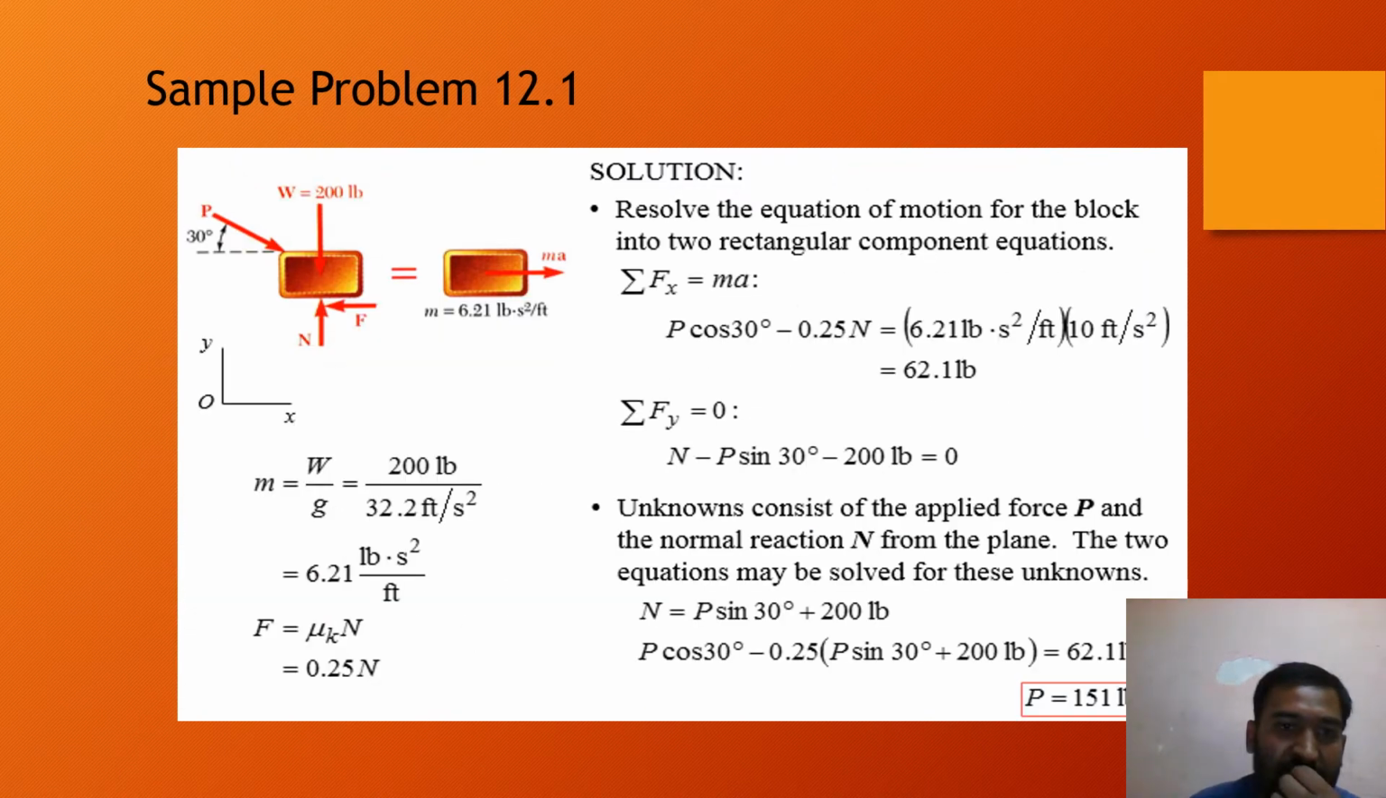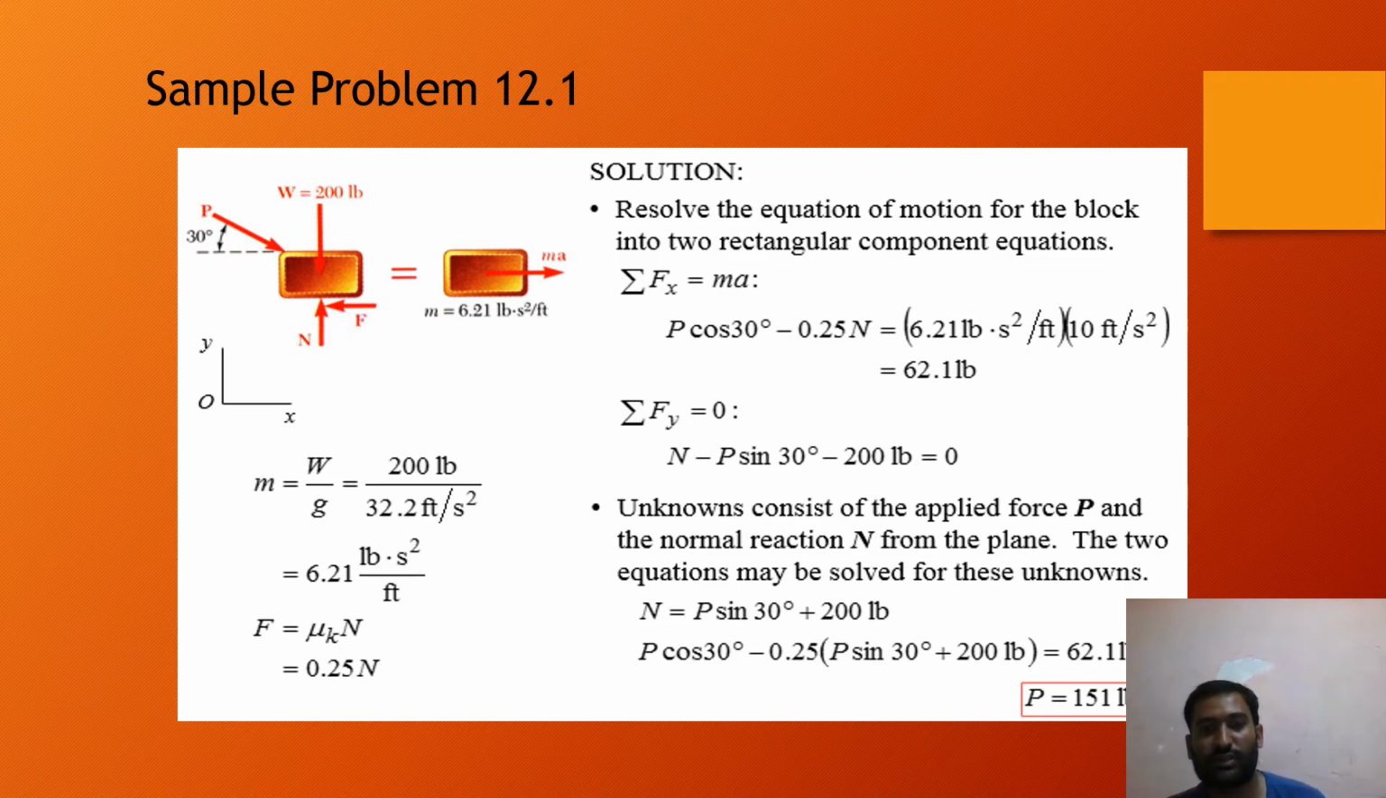Okay, here is the free body diagram. You can see the normal force is in this direction. This force is on this side. The weight is 200 pounds, and the P is what we need to calculate. Okay, the angle is 30 degrees.